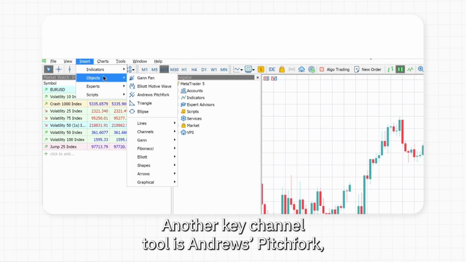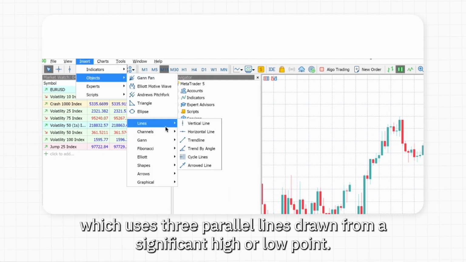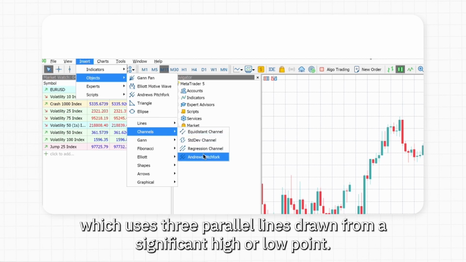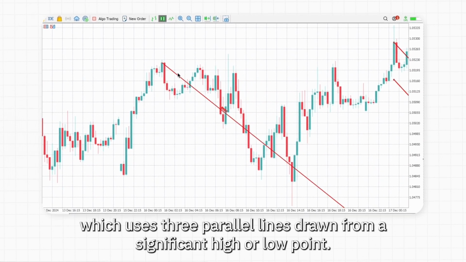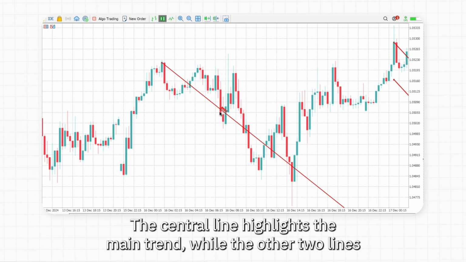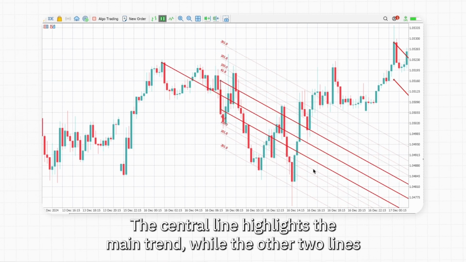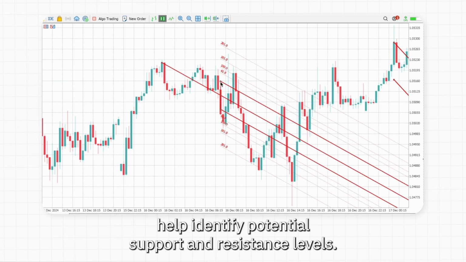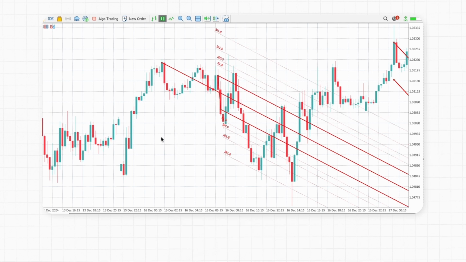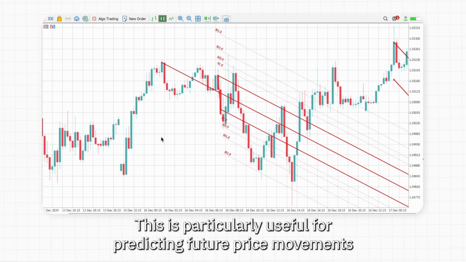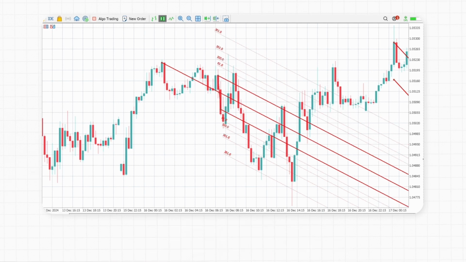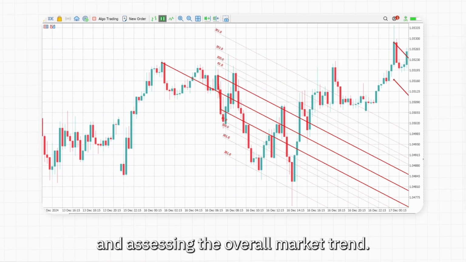Another key channel tool is Andrews Pitchfork, which uses three parallel lines drawn from a significant high or low point. The central line highlights the main trend, while the other two lines help identify potential support and resistance levels. This is particularly useful for predicting future price movements and assessing the overall market trend.